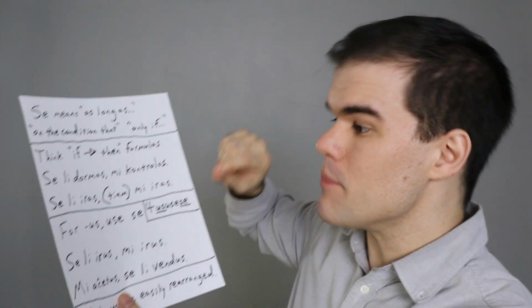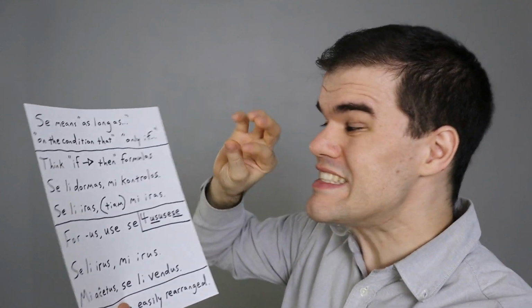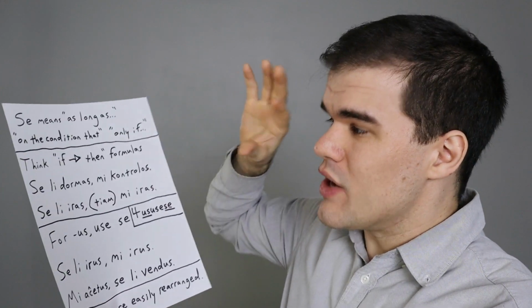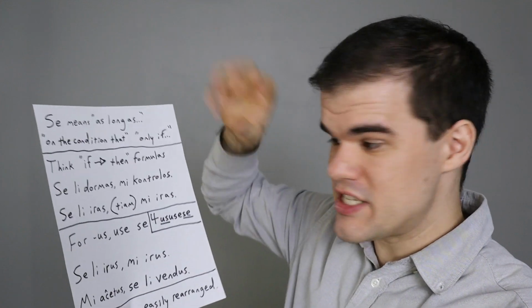So it's not really a one-to-one translation. But note that you don't need to say "then" or shove a "then" word in there. Se li dormas mi kontrolos. Se li dormas tiam mi kontrolos. So if-then formulas, that's where you'd use se.